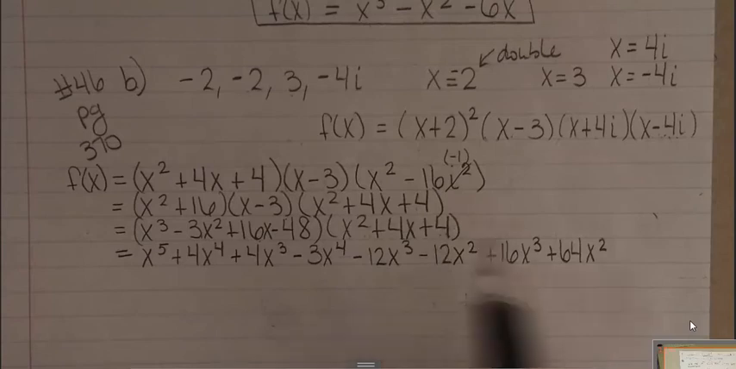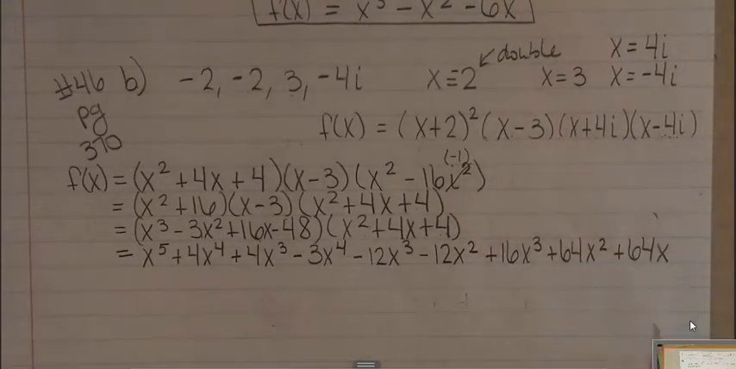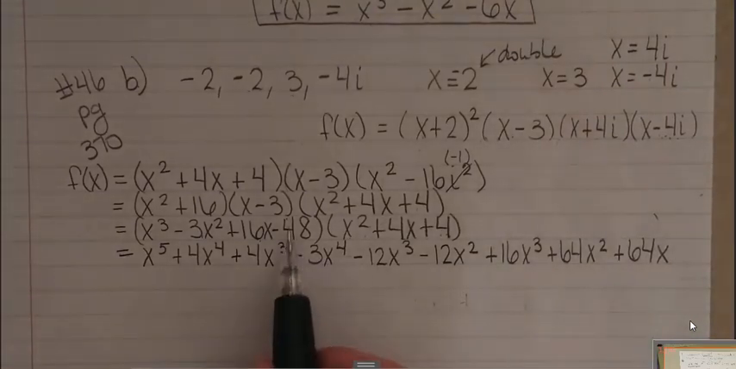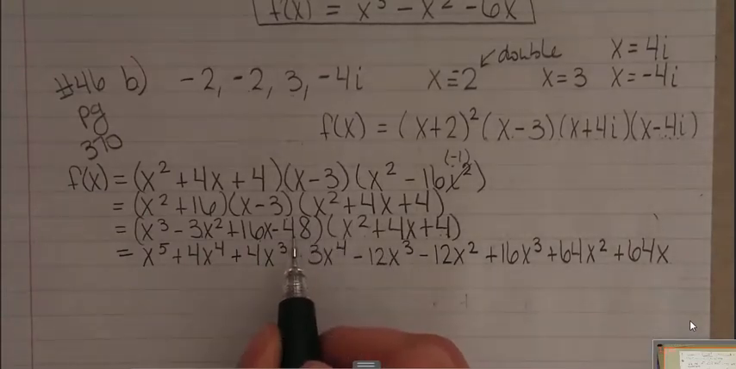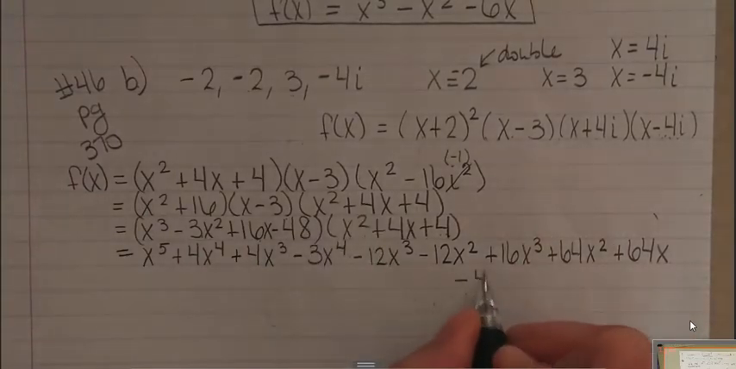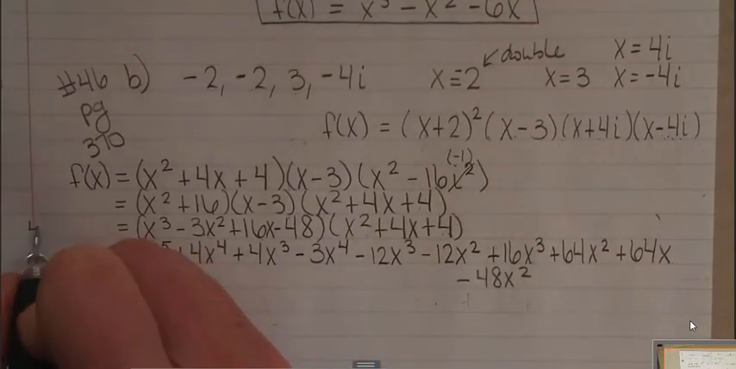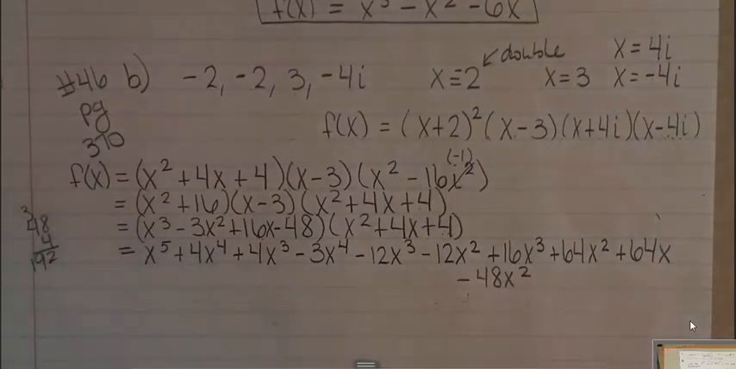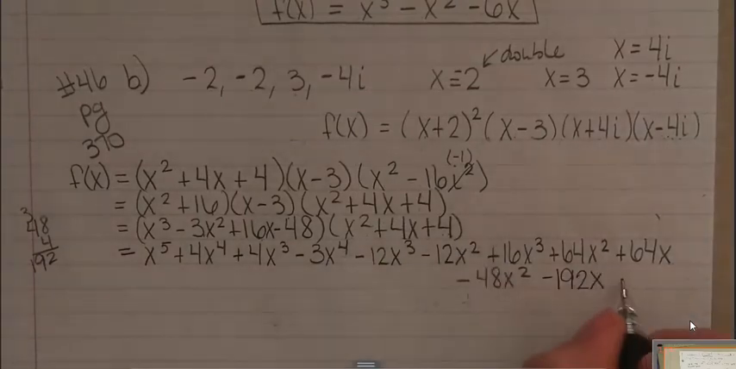then a positive 64x. And no matter how much room I leave myself, I'm always going to run out of room. So when I distribute this last term, I'm just going to write it down here. So I'm going to have a negative 48x squared. Let's see, 48 times 4, 192. So that's going to be negative 192x and negative 192.